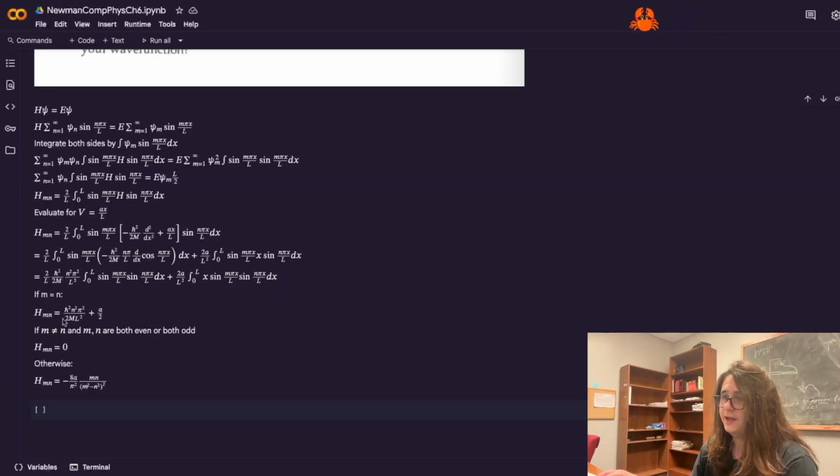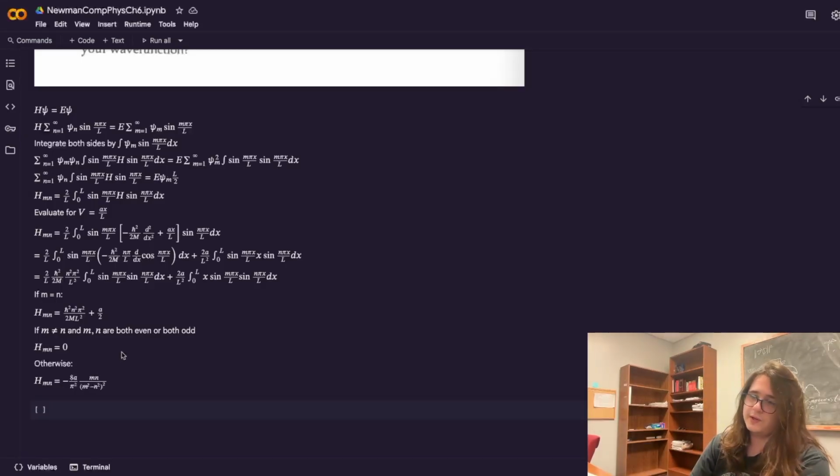If m equals n, then you get this: h bar squared n squared pi squared over 2mL squared plus a over 2. If m is not equal to n and they match parity, then the element is 0. Otherwise, you get minus 8a over pi squared times mn over (m squared minus n squared) squared, right? But that's just the analytical part.